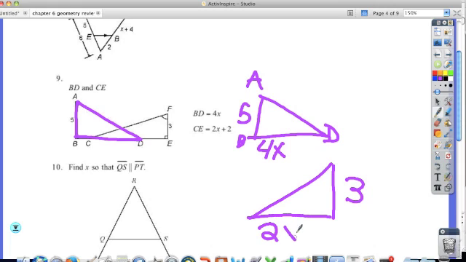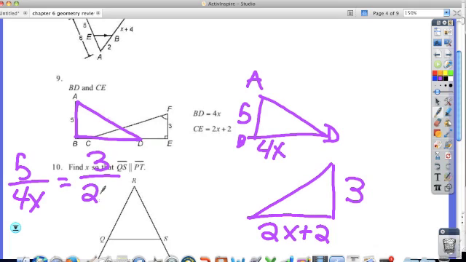You can set this up a bunch of different ways. You set up a proportion. I would do 5 over 4x equals 3 over 2x plus 2. So 4x times 3 is 12x, and 12x equals 5 times 2x plus 2, which is 10x plus 10. Make sure you distribute.